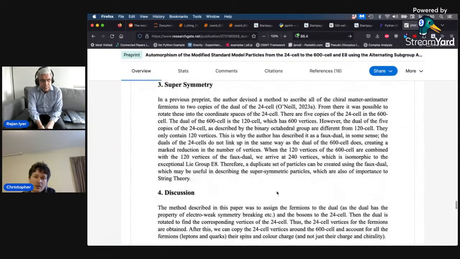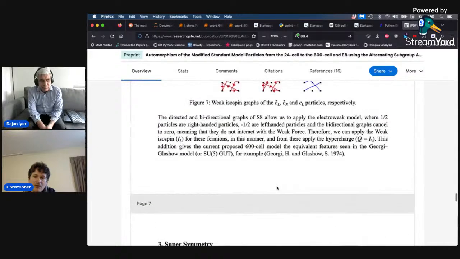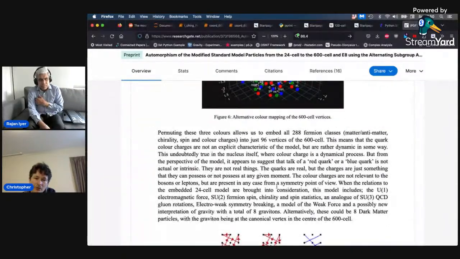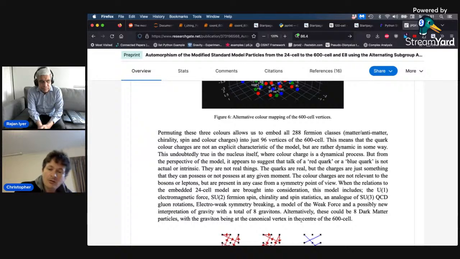So that's quite good. But I think it even goes further. So it doesn't seem to mention it there. So we have U1, we have fermion spin, chirality, spin statistics, an analog of SU3 QCD, gluon rotation. That's the strong force. I just don't want to repeat myself too much here because I did get a few of these. And right, okay, so it goes, and a possibility of an interpretation of gravity with a total of 8 gravitons.